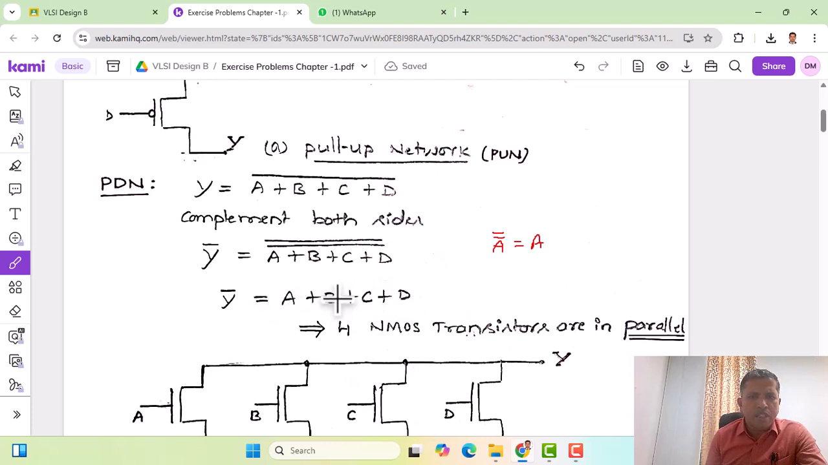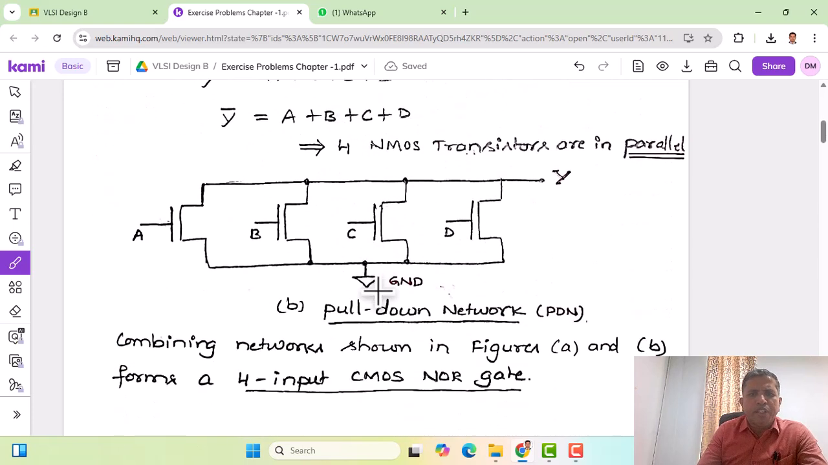So this shows that the pull-down network is made up of NMOS transistors. It's only the network of NMOS transistors, and here the number of variables is 4. Therefore, this pull-down network is made up of 4 NMOS transistors, and there is a plus connecting each of these variables. Therefore, all these transistors are connected in parallel. So we can write here the 4 NMOS transistors are connected in parallel. That forms the pull-down network.